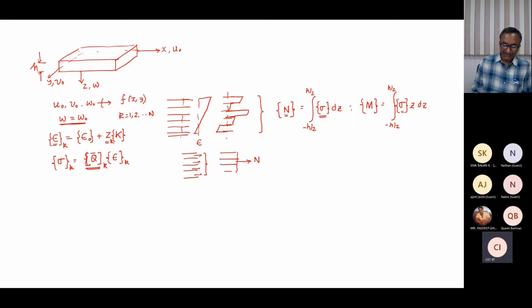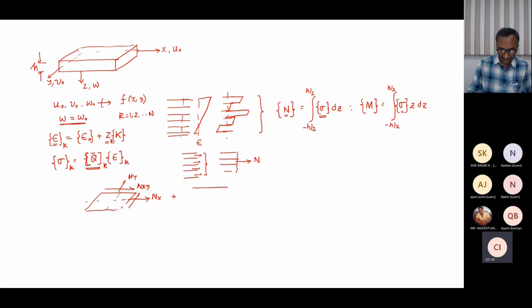That means the stresses in different layers are represented by a single force which acts at the mid surface, and by a single moment. Single moment means there will actually be 3 moments because of 3 stresses. Corresponding to each stress, there will be 1 moment. This force and moment act at the mid surface. So finally, this laminate analysis boils down to, if I just draw the mid surface of the laminate, it is subjected to Nx, Ny, and Nxy.